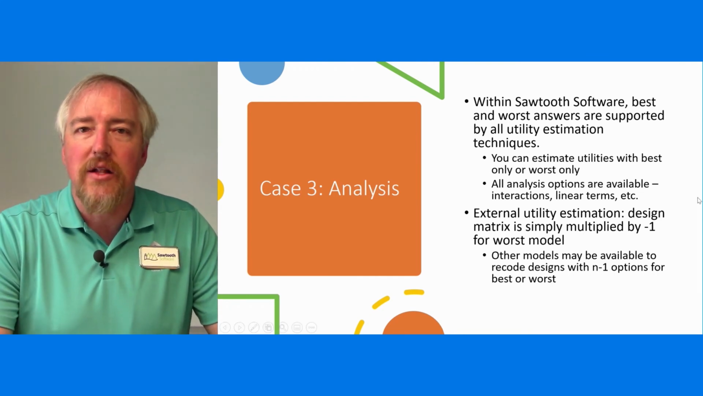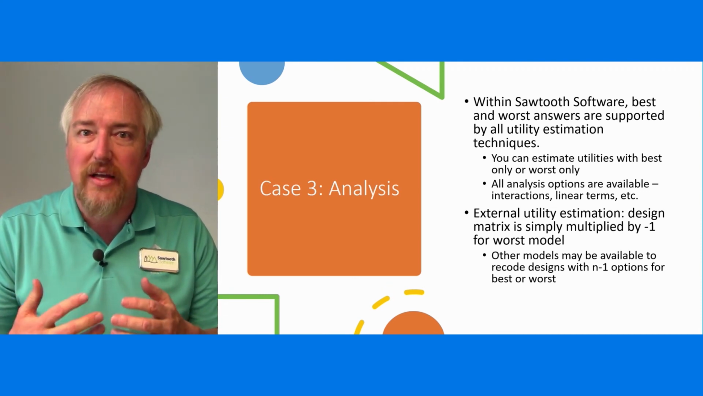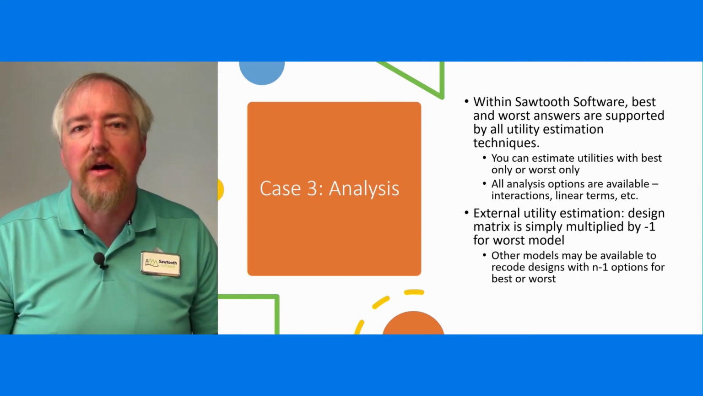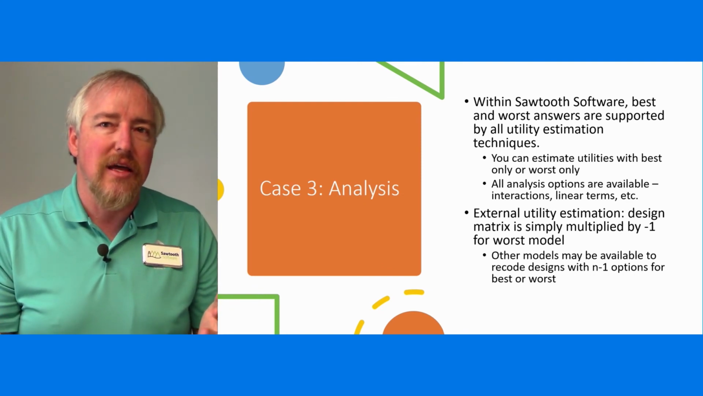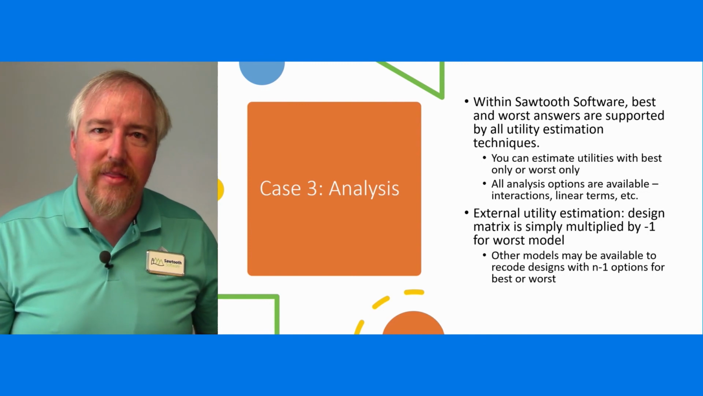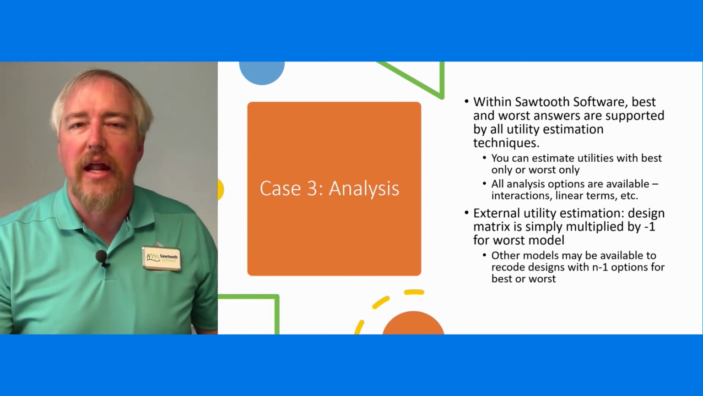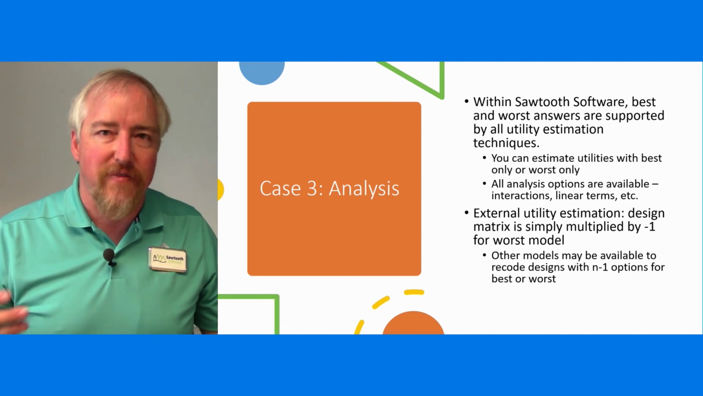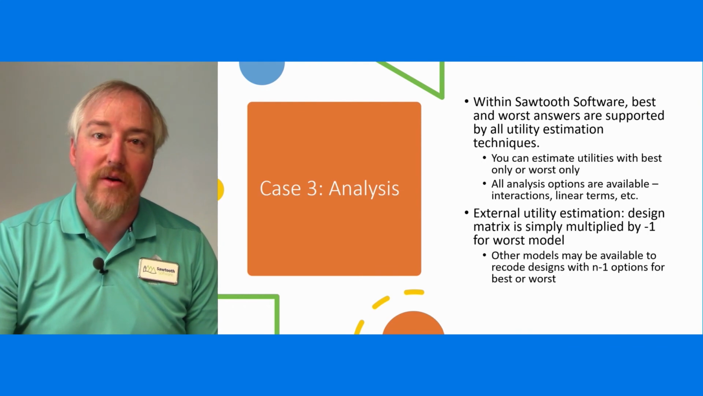So it's really simple to just run the utilities like I would. So I can always include the worst question, as long as I don't think it's changing people's thinking about how they answer. I can include both the best and the worst, and then just estimate the best if I think, oh, well, maybe the worst will bias my answers. I can always just choose the best. And then I get the identical model to what I would have gotten if I had just run a regular CBC. All the analysis options are available.